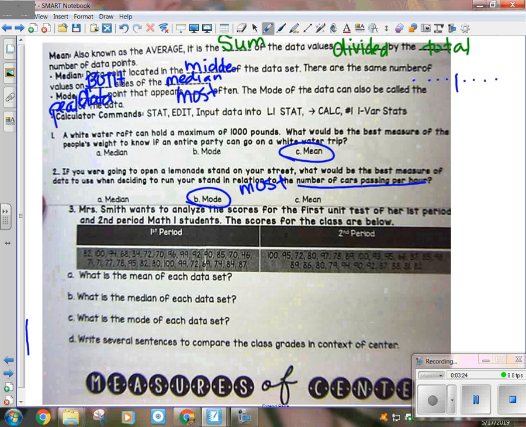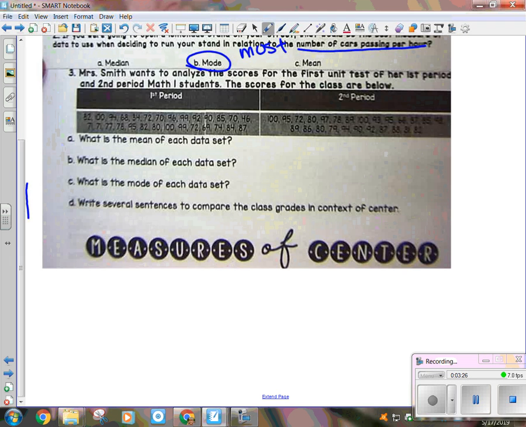Number 3. Ahead of time, I asked you to put first period in your calculators, and some of you put second period in your calculators. So if you've done that, I want X bar, and I'll draw a line over here. Now, what does X bar stand for again? Mean. That is notation that stands for the mean.